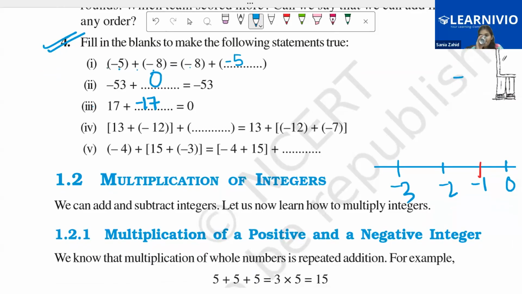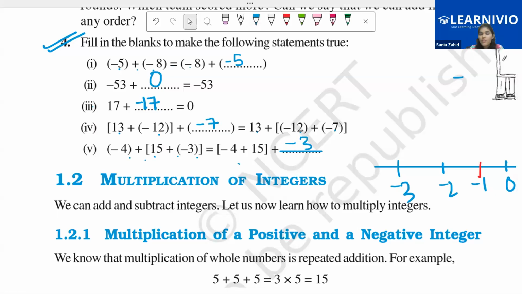Okay, fourth one. Negative 7. We have 13 minus 12. And what is missing over here? 13 minus 12 and minus 7. So put minus 7 over here. Next is minus 4 added to 15 plus minus 3 gives you what? Tell me the answer for this. Negative 3. Okay. Salman, do you understand this? Yes, ma'am.